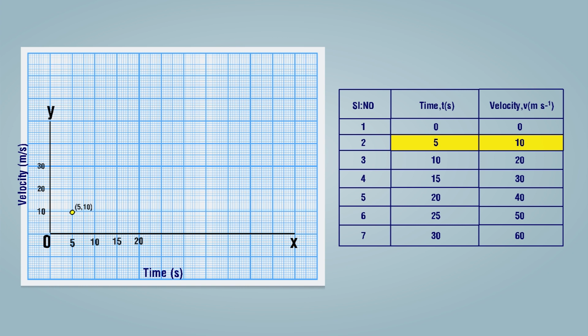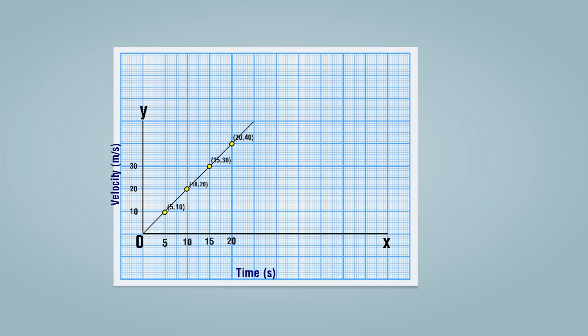Mark the points on the graph paper to represent each set of values for time and the corresponding velocity given in the data provided. Join all the marked points on the graph paper to obtain the v-t graph of the data provided for the motion of a car. Check if this graph is a straight line. A straight line graph indicates that the car is moving with a constant acceleration.